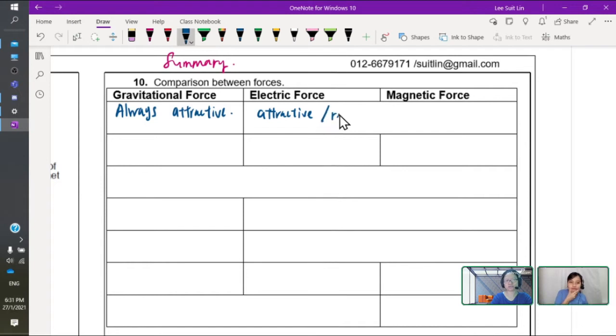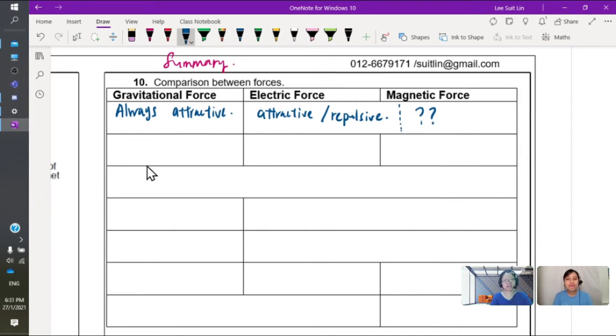So attractive and repulsive make sense from the perspective of electric field, electric force. But when it comes to magnetic force, I'm just going to draw a dotted line here and ask, do you use the term attractive and repulsive for magnetic force? No, you do left, right, up, down, into, out of the plane, or into and out of the screen. So many directions.